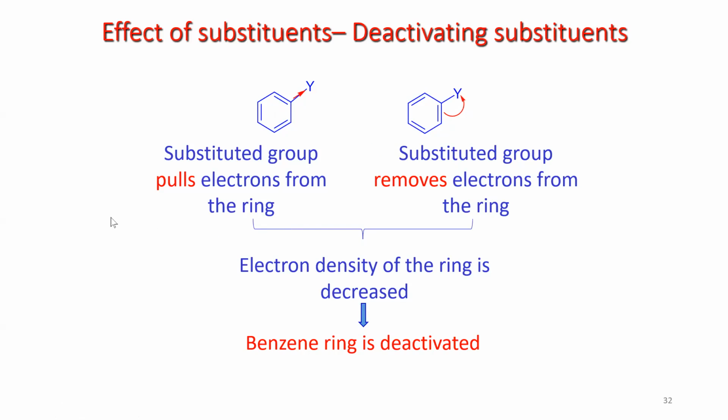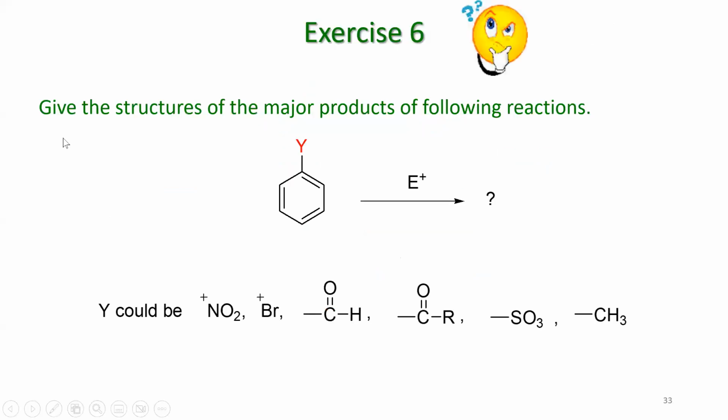So you know the reasons, the factors which activate the benzene ring and deactivate the benzene ring. So when you are writing reactions of substituted benzene, you have to find out whether the substituent group is pulling electrons or pushing electrons, or donating electrons or withdrawing electrons, right? So I have an example here, an exercise here.